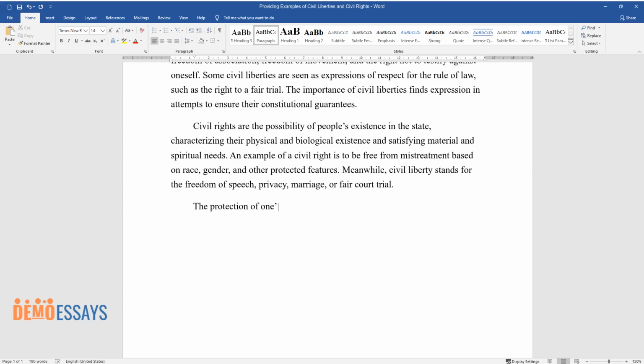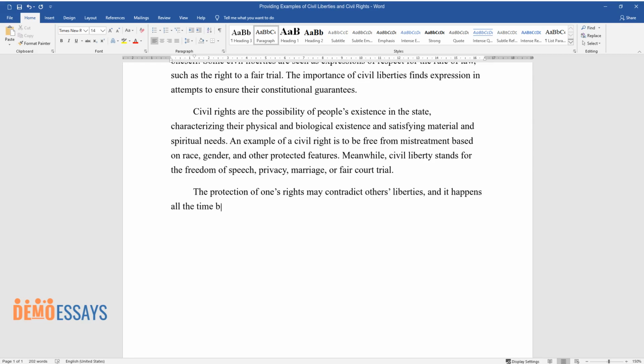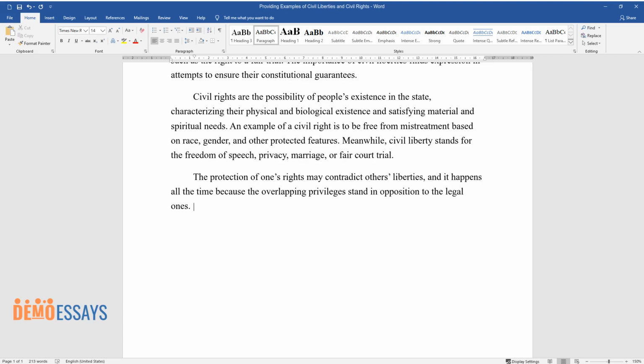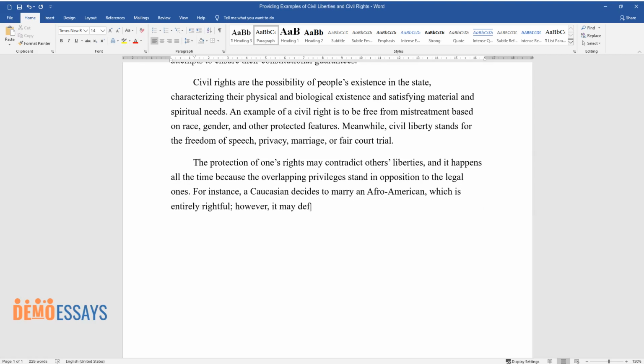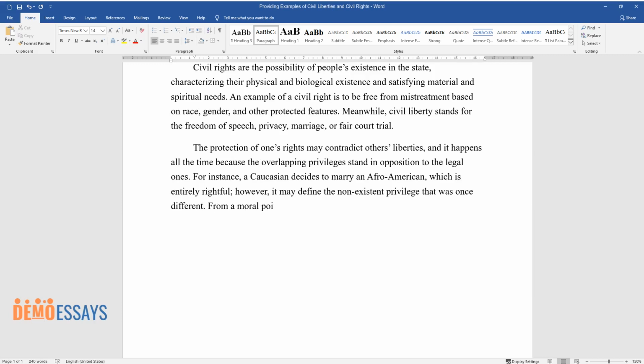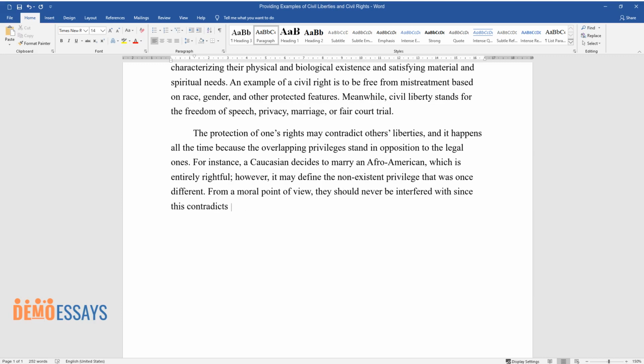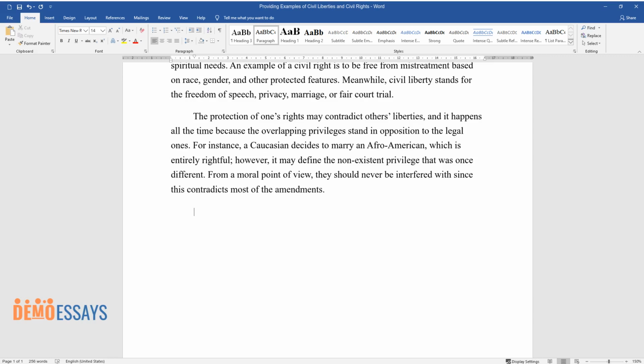The protection of one's rights may contradict others' liberties, and it happens all the time because the overlapping privileges stand in opposition to the legal ones. For instance, a Caucasian decides to marry an Afro-American, which is entirely rightful. However, it may define the non-existent privilege that was once different. From a moral point of view, they should never be interfered with since this contradicts most of the amendments.